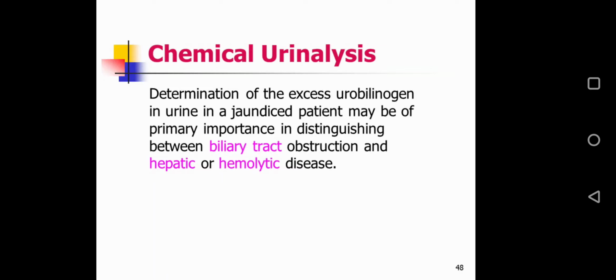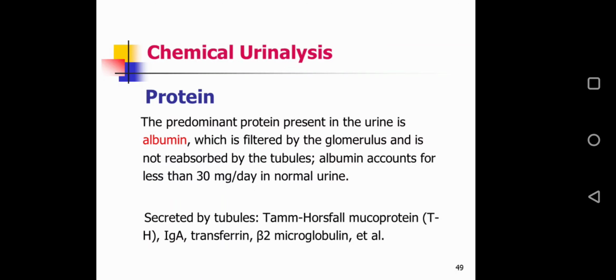Determination of the amount of urobilinogen in urine may be of primary importance in distinguishing between biliary tract obstruction and hepatic or hemolytic disease. If the hepatic or common bile duct is obstructed, bilirubin does not reach the intestines, and urobilinogen is not produced, and therefore it is not found in the urine. Conversely, in the same condition, bilirubin is greatly elevated in both serum and urine, and the bilirubin test will show a positive result.